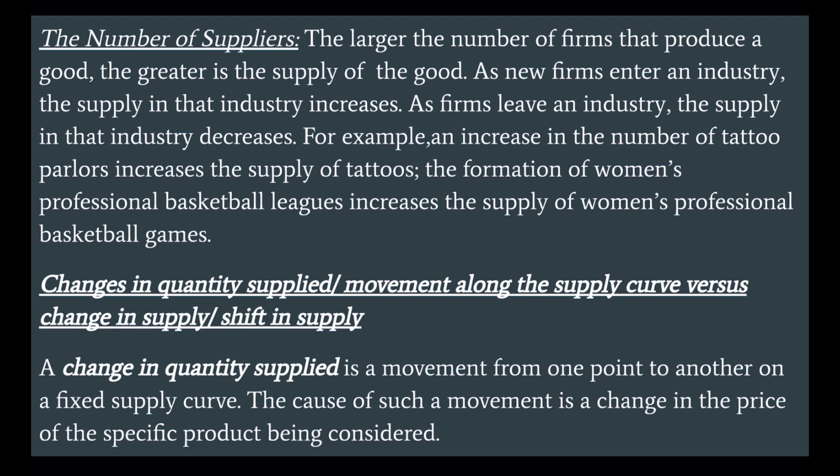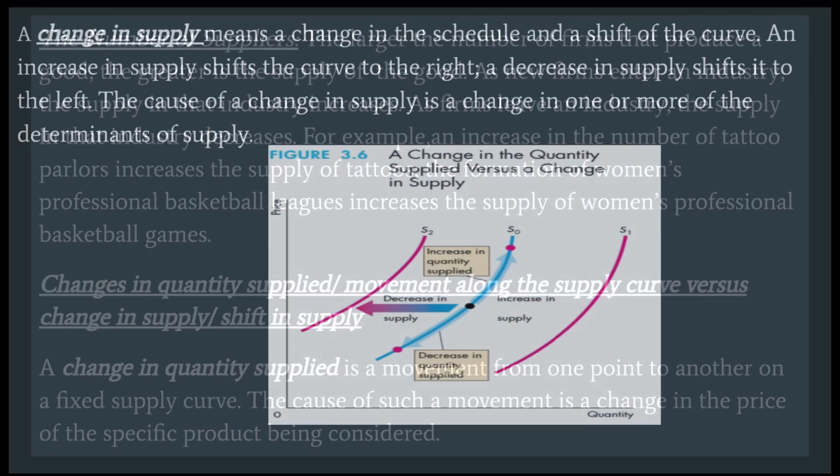Changes in quantity supplied, movement along the supply curve, versus change in supply, or shift in supply. A change in quantity supplied is a movement from one point to another on a fixed supply curve. The cause of such a movement is a change in the price of the specific product being considered.